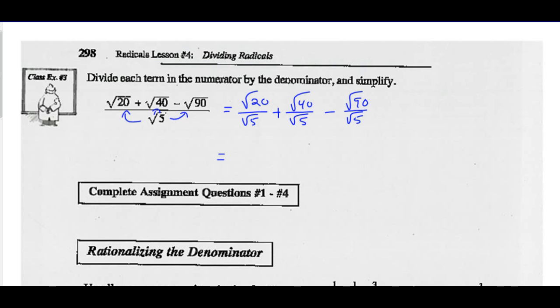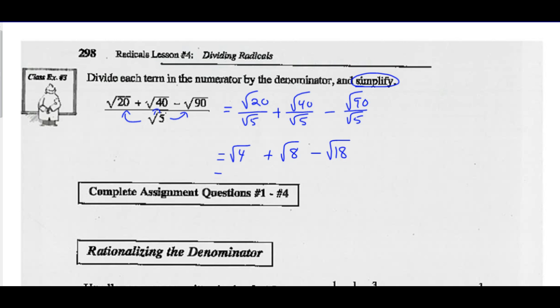So radical 20 divided by radical 5, you keep the radical sign. 20 divided by 5 is 4. Plus radical 40 divided by radical 5, you keep the radical sign. 40 divided by 5 is 8. And finally, radical 90 divided by radical 5, you keep the radical sign. And 90 divided by 5 is 18. So I'm done dividing, but now it says simplify.